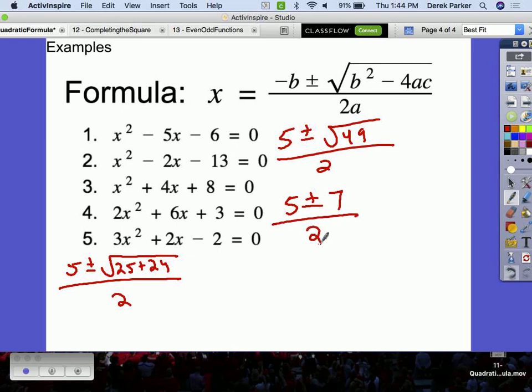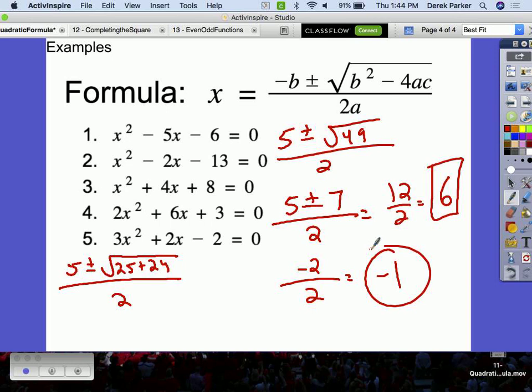Now, this is the only part you have to do two times. 5 plus 7 is 12 over 2, and I get 6. 5 minus 7 is -2 divided by 2, and I get -1. So my answers are 6 or -1.